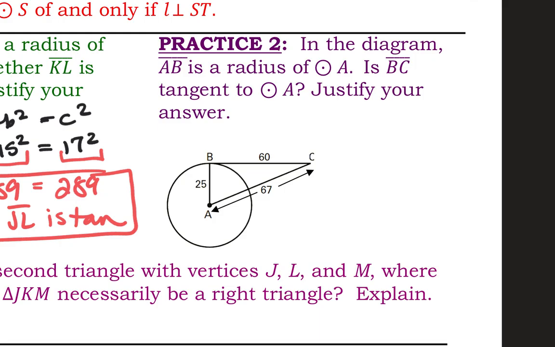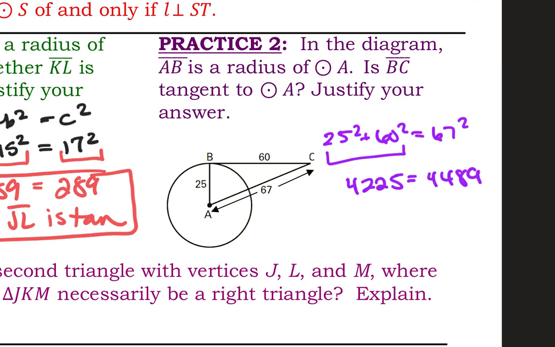All right, Kaden, how did you set up your equation? How did you set it up? Okay, Jackie, how did you set it up? 25 squared plus 60 squared equals 67 squared. All right, and then what did you get for the first one? The first set. 4225. Okay, and the second one? 4489. So did they come out to be equal on this one? No. So then we can say that B to C is not tangent.